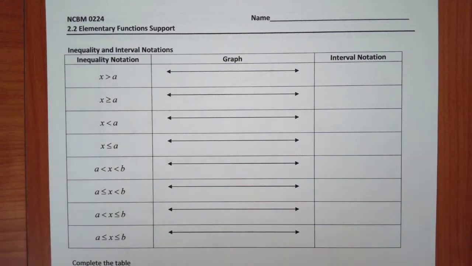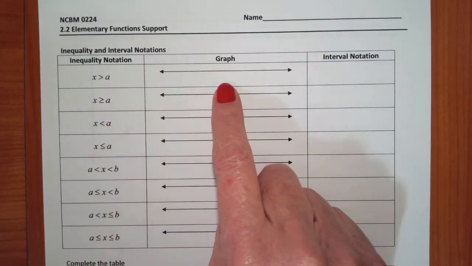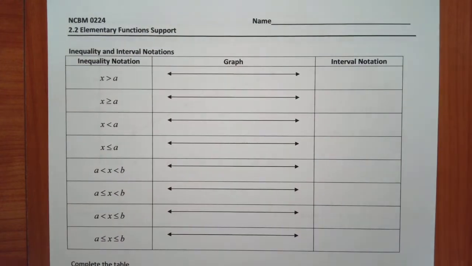Of course, we know what the basic inequality symbols are. Less than, greater than, less than or equal, greater than or equal. What do they really mean, and how can we interpret that into a graph? Okay, so I'm going to start with looking at inequality notation, the accompanying graph, and interval notation.